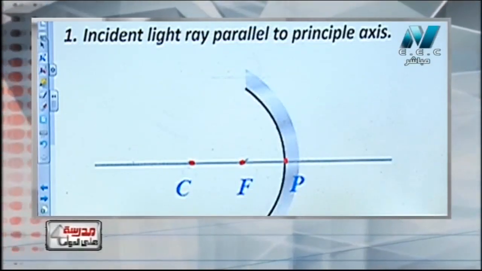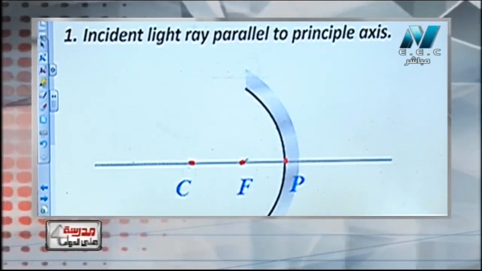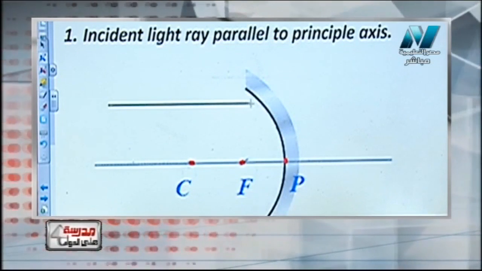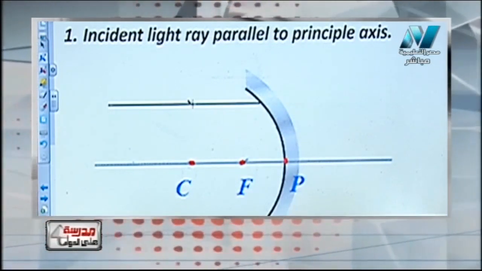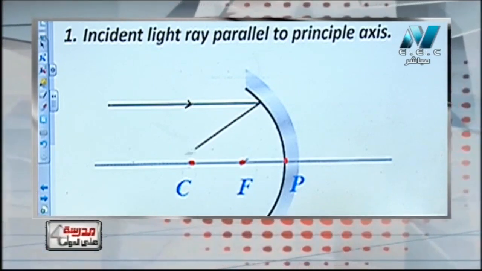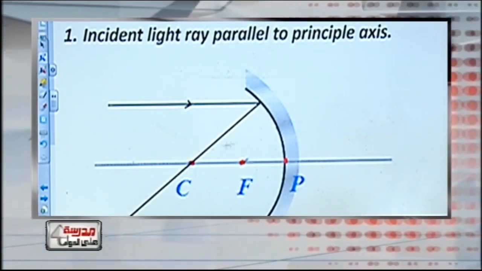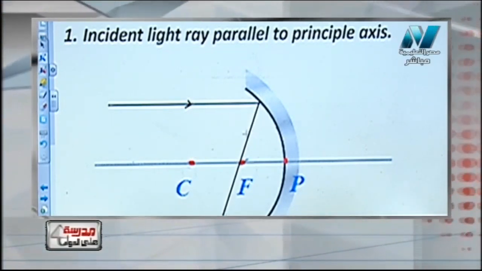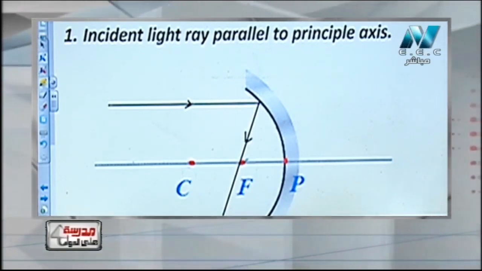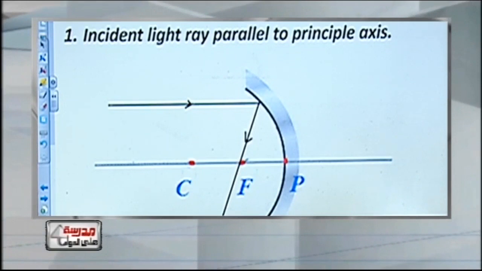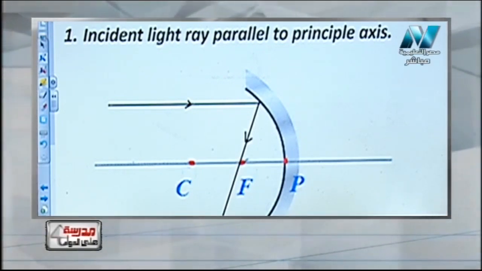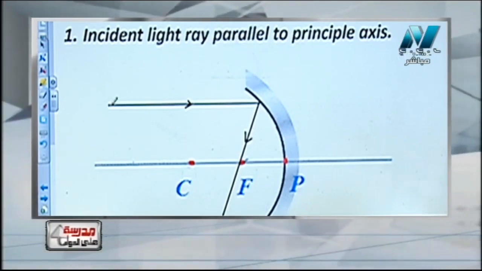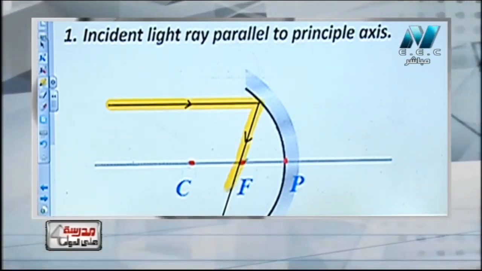As we have here, the first rule says what? Incident light ray parallel to the principal axis. So here the light ray, as you see, is parallel to the principal axis. By ruler, of course, we draw. So the light ray falls parallel to the principal axis, and in this case the light ray will reflect through what? Reflect through the focus of the mirror. So if the light ray falls parallel to the principal axis, it will reflect through the focus.